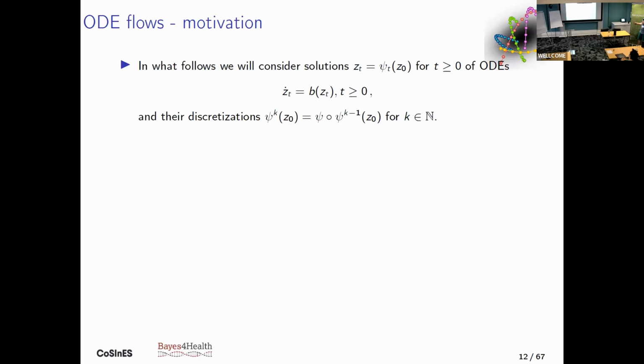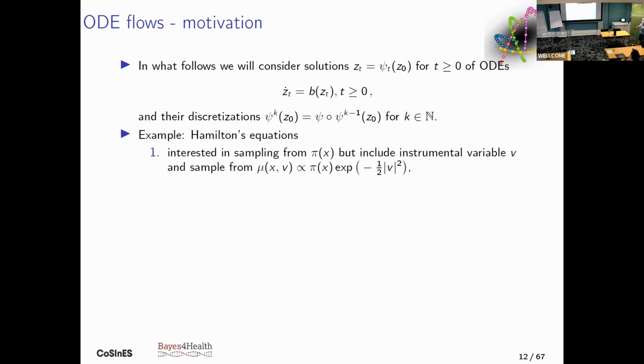And what is important is that we are going to consider discretizations, because very often we cannot solve this kind of ODEs, and we'll be interested in such scenarios, right? So for example, historically, one of the most important choices of ODE within Monte Carlo methods corresponds to Hamilton's equation.